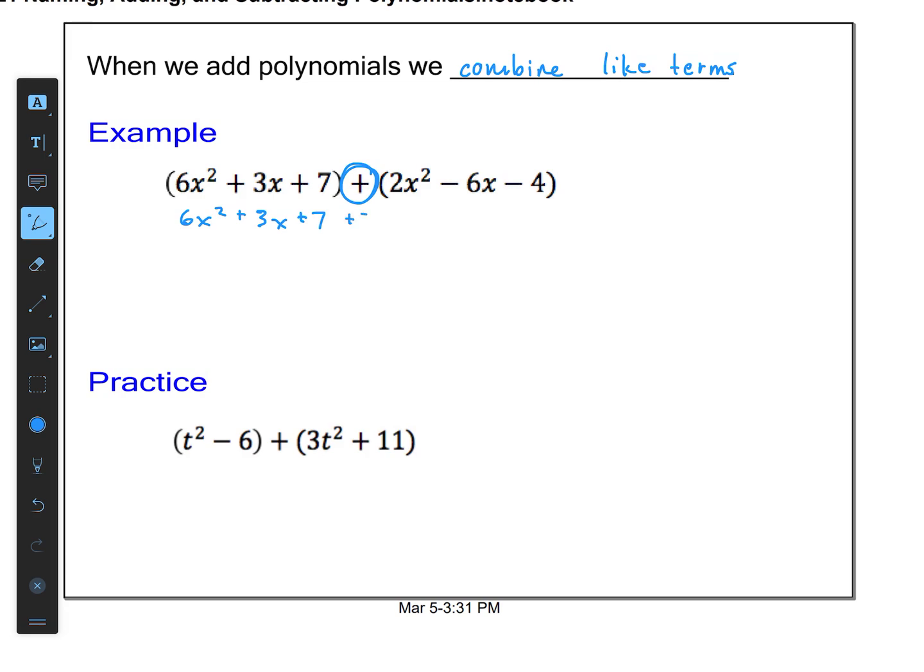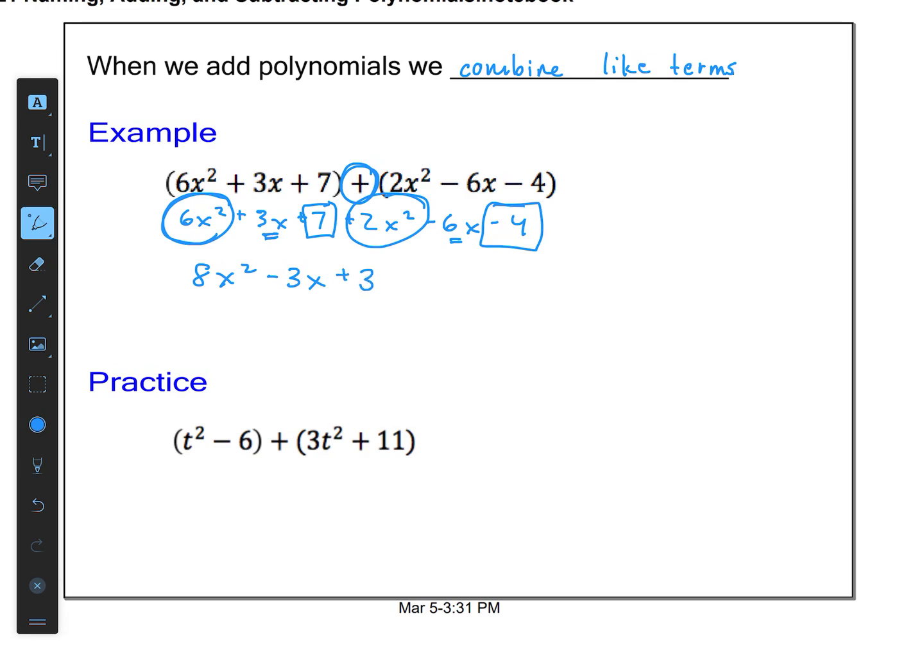3x plus 7 plus 2x squared minus 6x minus 4. And you want to look for the like terms, and you're always going to go from the highest down. We put it in standard form. So we have an x squared right here, and we have an x squared right here. So 6x squared and 2x squared gives me 8x squared. When we look at the x terms, there's 3x minus 6x. 3x minus 6x is negative 3x. And then the last thing we have, we'll put boxes around these things called the constants because there's no variables. 7 minus 4 is just going to be 3.